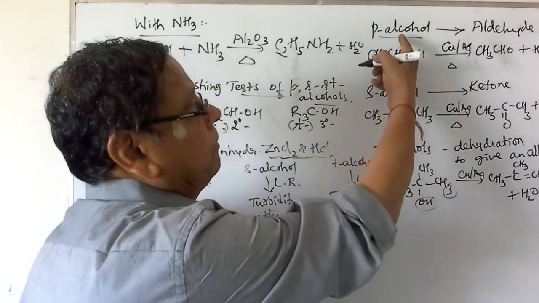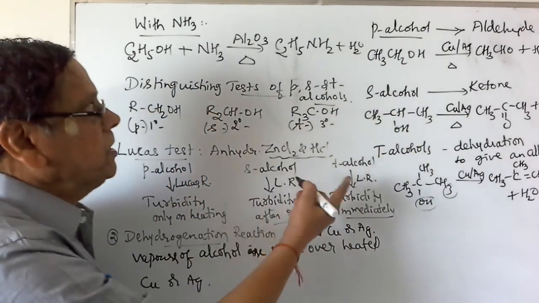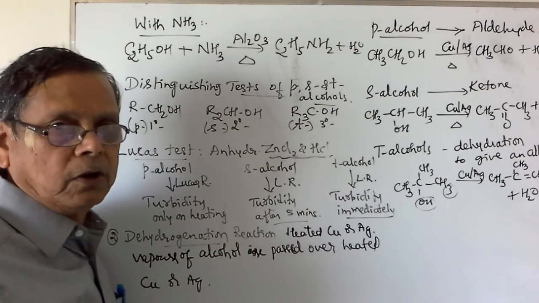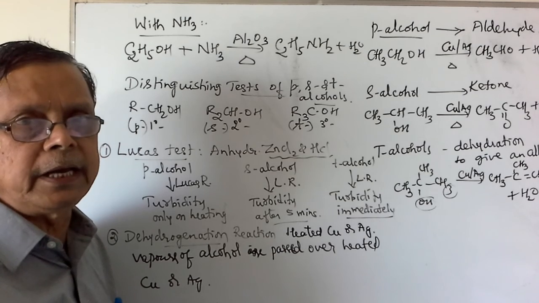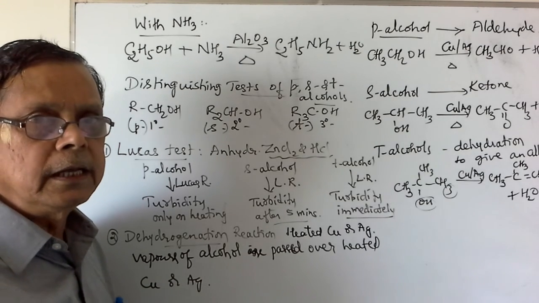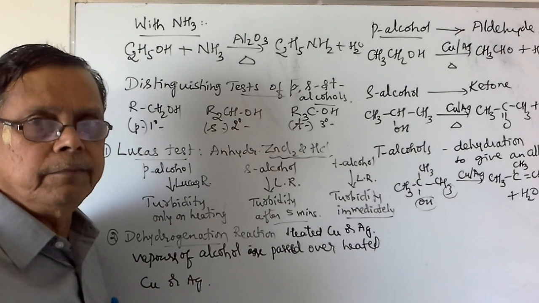So these are the two important tests to distinguish primary, secondary and tertiary alcohols. The next two tests, one is Victor Meyer's test and another the oxidation reaction, that we shall see in the next video. Thank you.